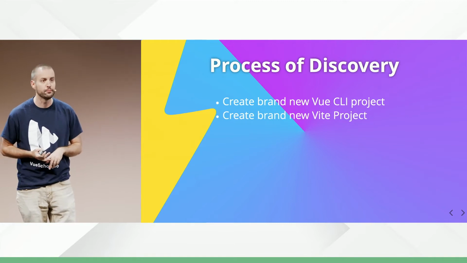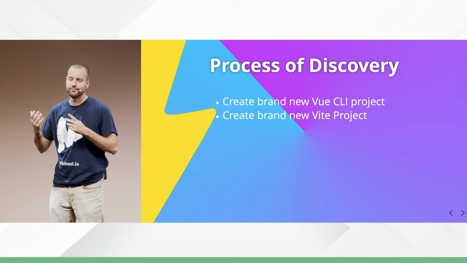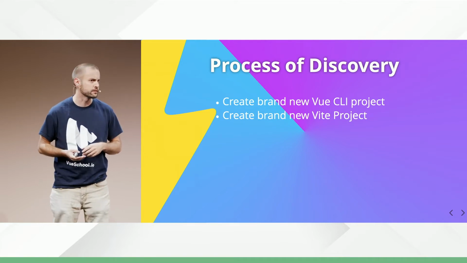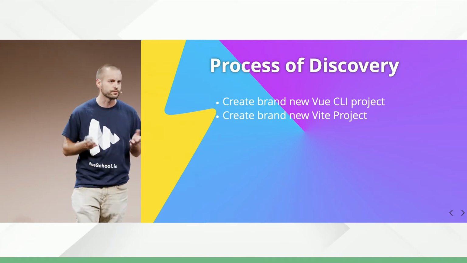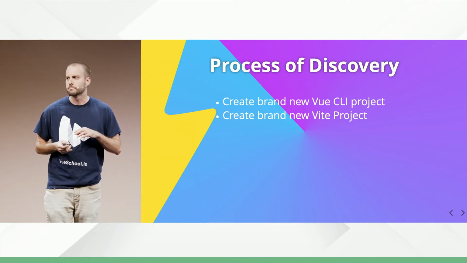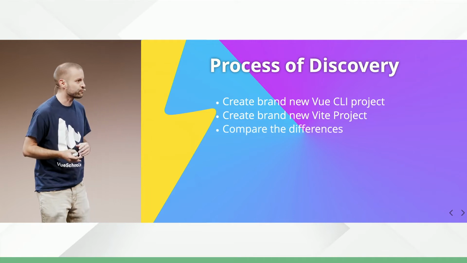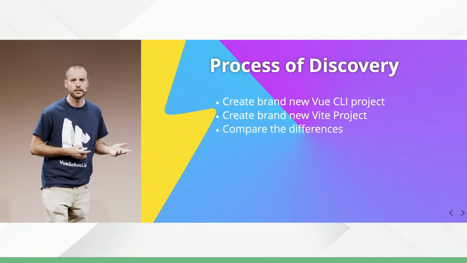And then I created a brand new project with Vite. This was accomplished with npm init vite at latest, right? And I chose Vue as the option for adding the Vue plugin in there. And then I compared the differences between the two projects.